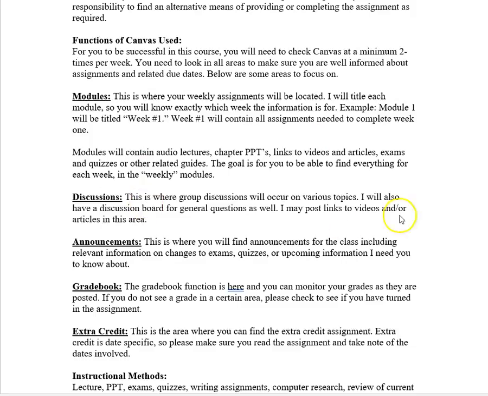So each module, again, is going to contain the audio lectures, just the regular chapter PowerPoints, links to videos and articles, exams and quizzes, other related guides, and also the key terms. Remember I talked about the list of key terms that you need to study. And the goal for putting everything in one place is for you to be able to find everything easily without clicking around all over the place. It's all going to be centrally located.